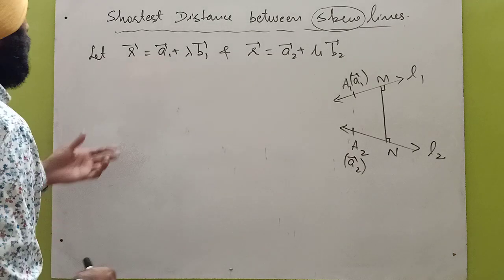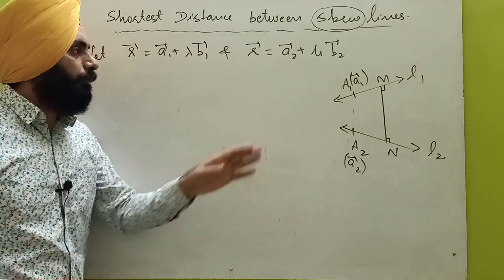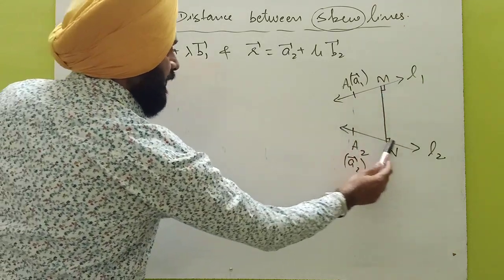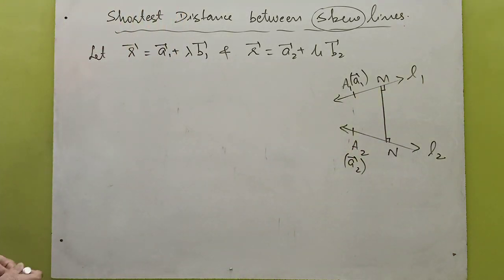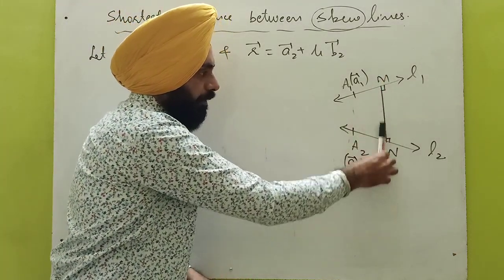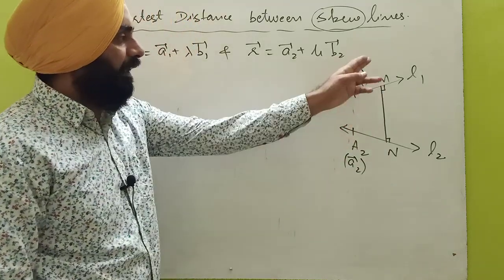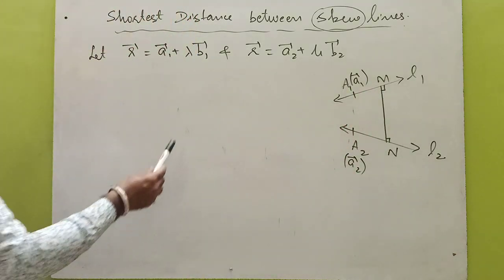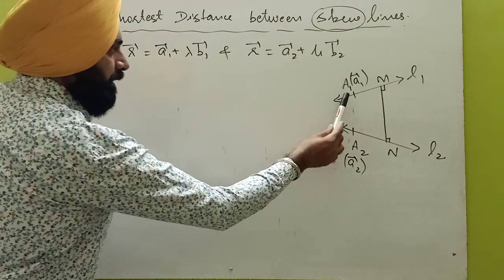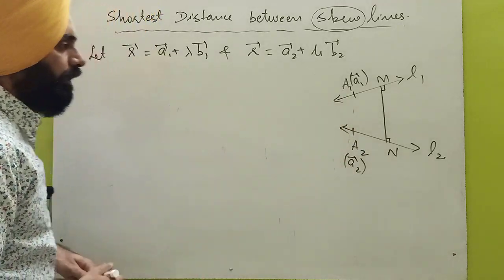Now let us consider two skew lines, r = a1 + λb1 and r = a2 + μb2. Let us take this is the first line and this is the second line, and we have to find the shortest distance between the two. Shortest means the perpendicular distance. So let us take M and N. If MN is a line which is perpendicular to both L1 and L2, we have to find the length of MN. There is one point on the first line whose position vector is a1. Similarly, on the second line it is a2, whose position vector is a2.